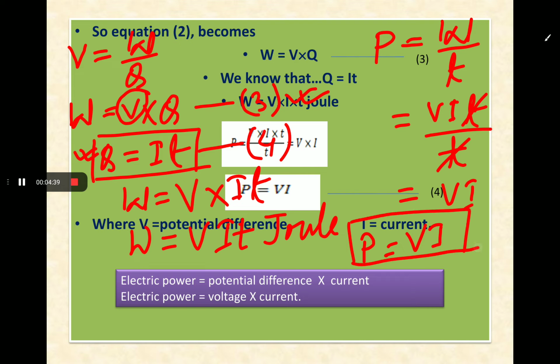Here, student, we know that V is the potential difference and I is the current. So, we can say that the electric power is equal to potential difference multiplied with current. And we know that another name for potential difference is voltage. So, it is also written here that electric power is equal to voltage into current. So these are the two expressions for the electric power.